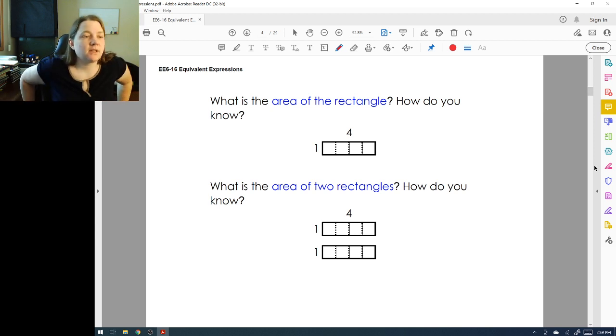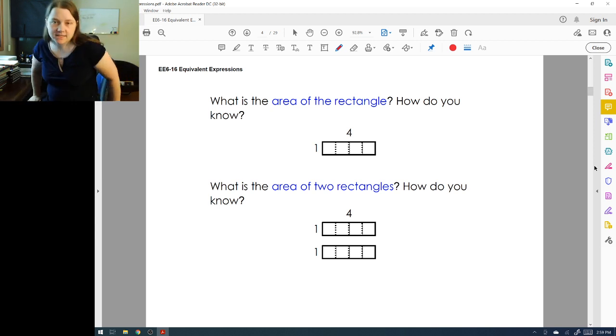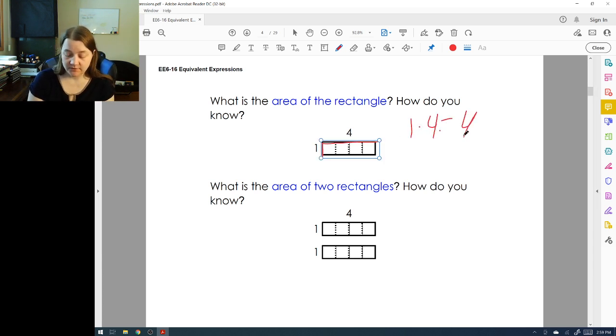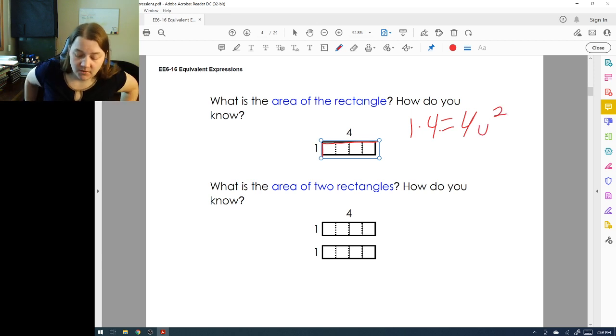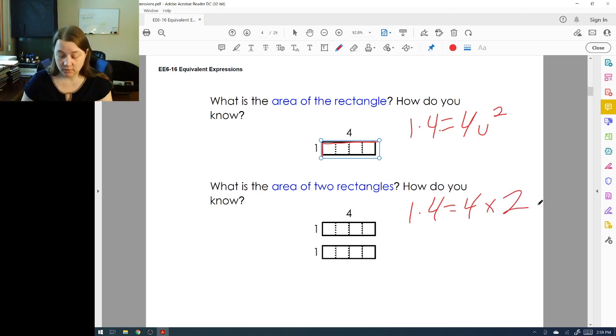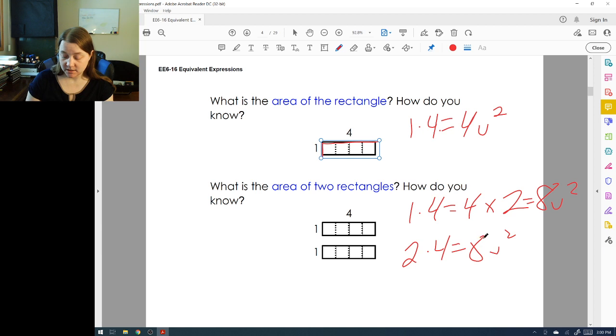So let's take a look at the area of this rectangle that's right here. We can see that the area of the rectangle would be 4 because 1 times 4 is 4 units squared. What if we found the area of 2 rectangles? Well, we could multiply 1 times 4, get 4, and then multiply that times 2, or we could multiply 2 times 4. Either way, we'd get 8 units squared.